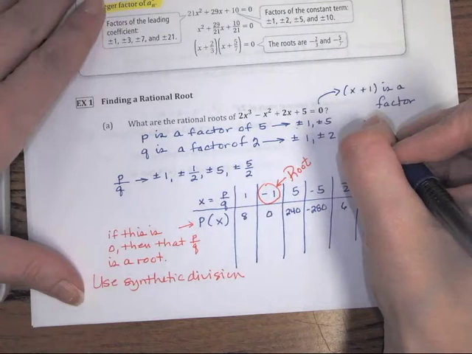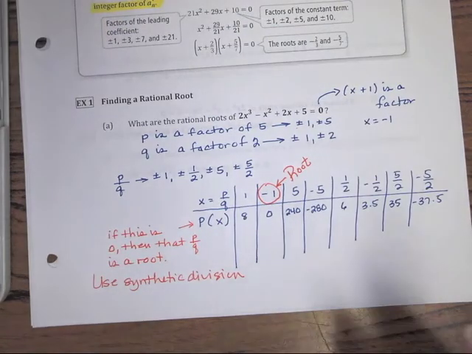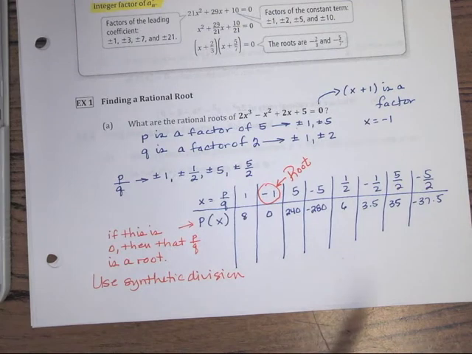So remember, it came from this. X equals negative 1, add 1 to both sides. X plus 1 is the root. All right, so x plus 1 is a factor.